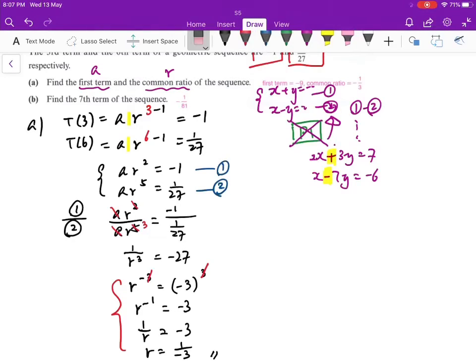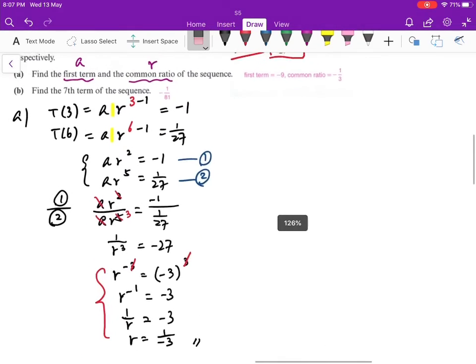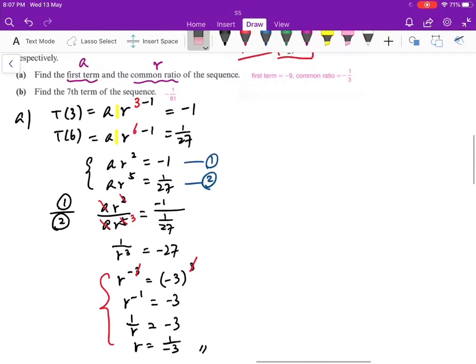Are we finished? No, we didn't finish, because we only found the r. You haven't found the a. So how can we find the a? If you already got the r, why not do the substitution? So substitute r equals -1/3 into what? It can be into 1 or into 2, it's up to you. This time I will choose 1.